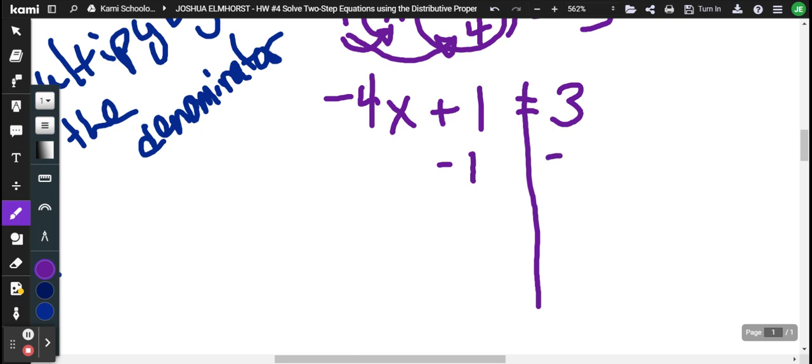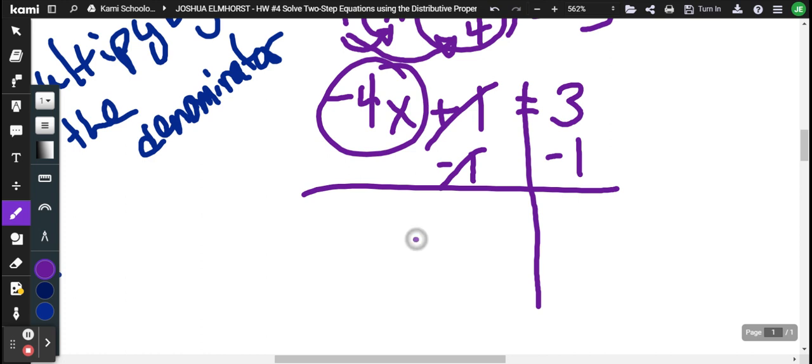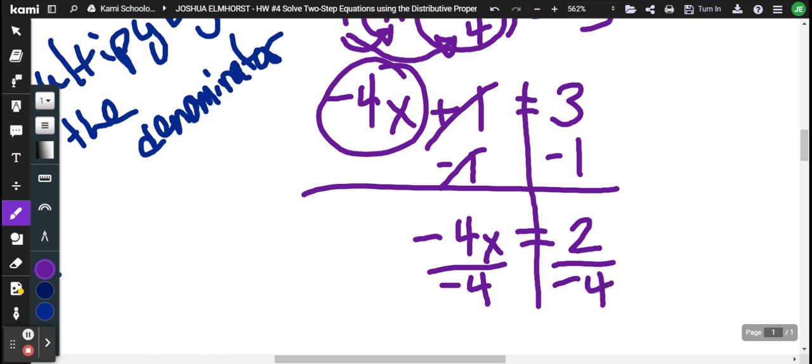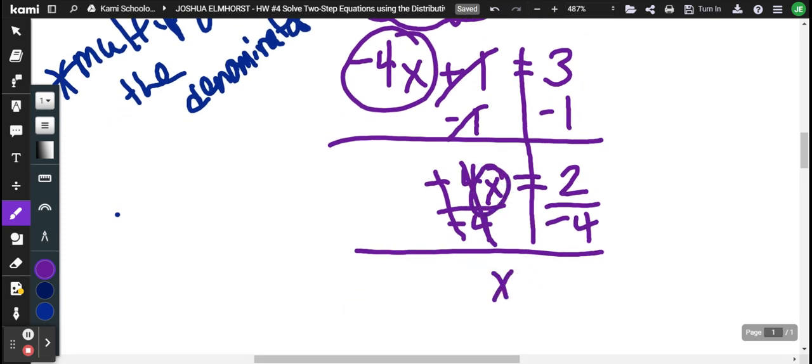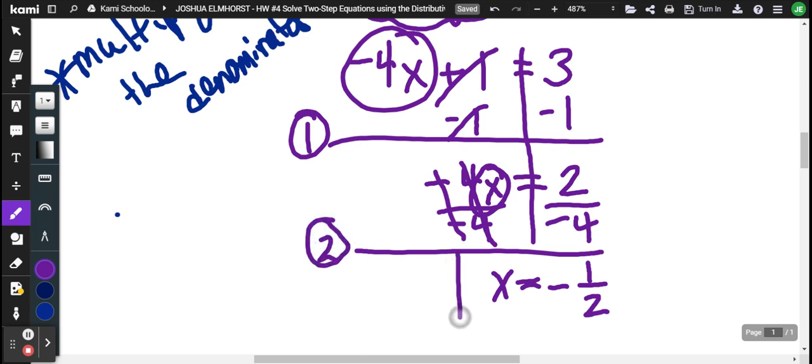We're going to subtract 1 from both sides. We're left with negative 4x on the left side, and 3 minus 1 is going to be 2. Divide both sides by negative 4. 4 divided by 4 is 1. Negative divided by negative is positive. So now we're left with x is equal to 2 divided by 4, which simplifies to 1/2, and a positive divided by a negative is going to be negative. So here's the 2-step for the solving of the equation.